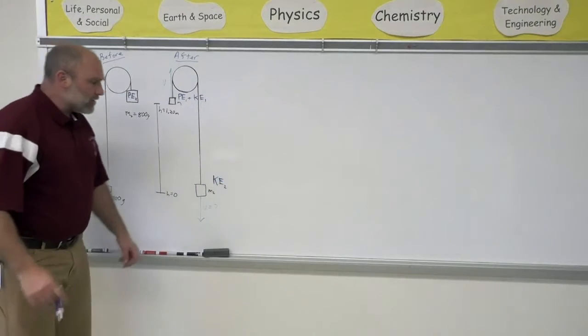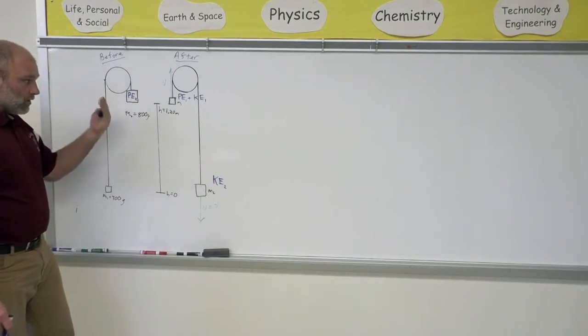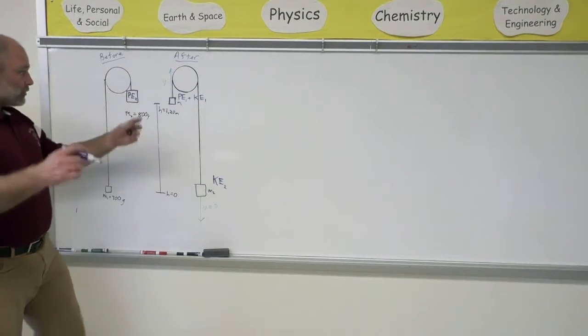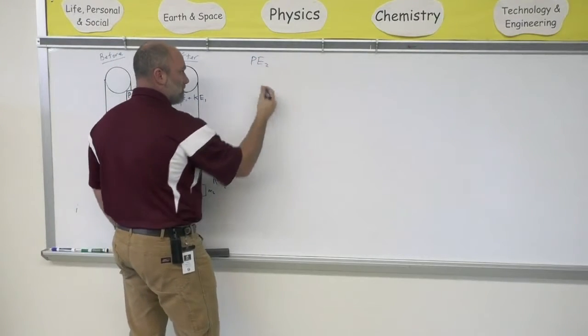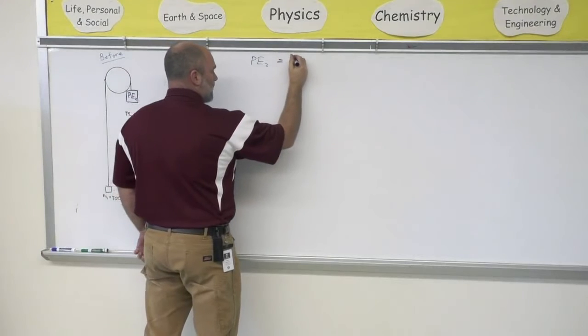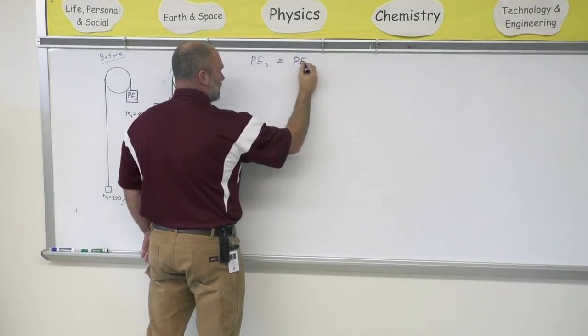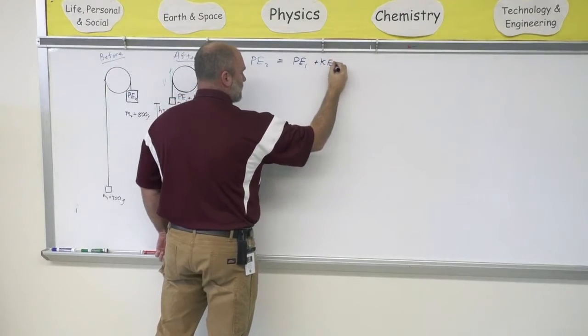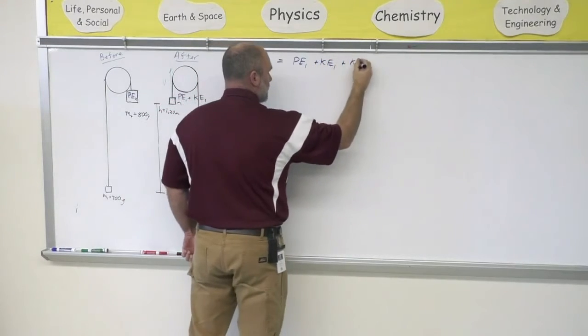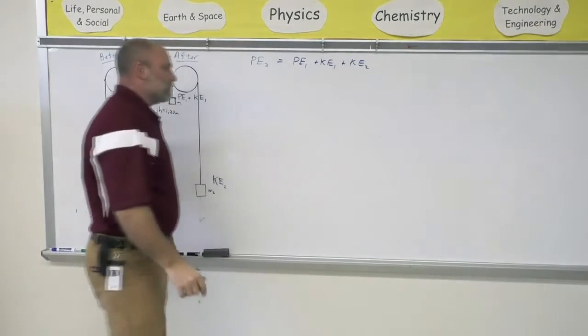The law of conservation of energy tells us the energy before equals the energy after, so we can just write the equation. The potential energy of object 2 before equals potential energy of object 1 plus kinetic energy of object 1 plus kinetic energy of object 2.